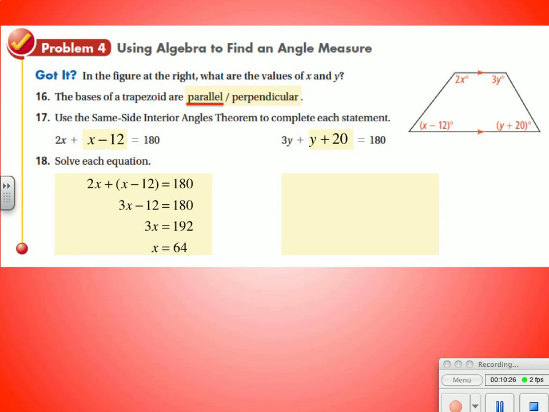And when you solve that equation, you get x equals 64. So those two angles are 128 each. They're not 128 each. I misspoke. Those two angles, one angle is 128 and the other angle is going to be 52. My apology, I misspoke there because they're supplementary angles. Now, 3y plus y plus 20, we're going to solve for y, and you get that y equals 40. So the bottom angle equals 60 and the top angle equals 120. And again, those are supplementary angles.